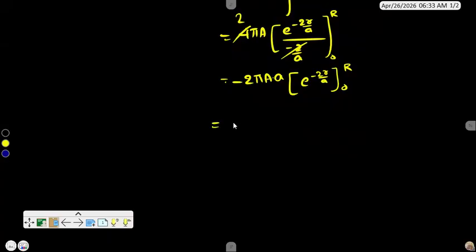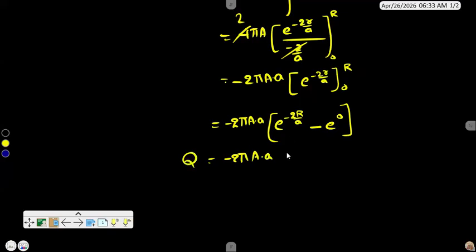When I substitute the limits, minus 2 pi capital A small a, if I substitute r in this, it will become minus 2 capital R upon a, minus e power 0. E power 0 is 1. So it is minus 2 pi capital A small a. This is charge. Okay, we are finding out charge: e to the power of minus 2r upon A minus 1. I hope you understood this.